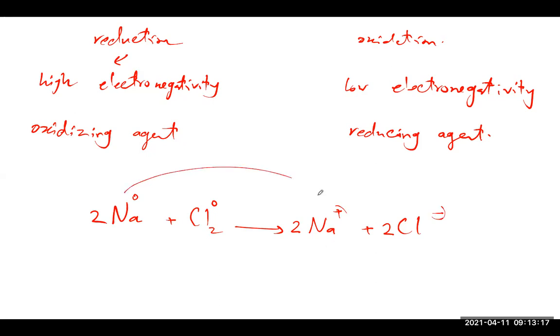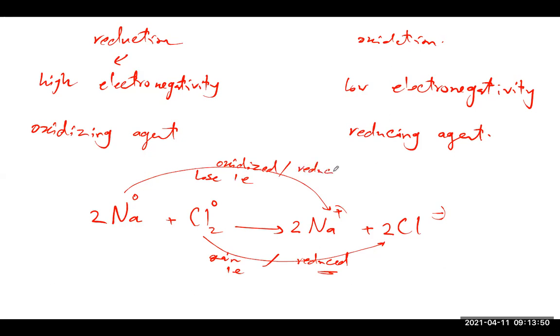Let's check for sodium. For sodium, here we're changing from 0 to +1. It means the oxidation number is increased, so this one is oxidized. So we have an oxidation here for sodium. And for chlorine, it decreased. It means this one has been reduced. So we have a reduction here. So this one gains 1 electron and this one loses 1 electron. So it means that sodium will be the reducing agent and chlorine will be the oxidizing agent.